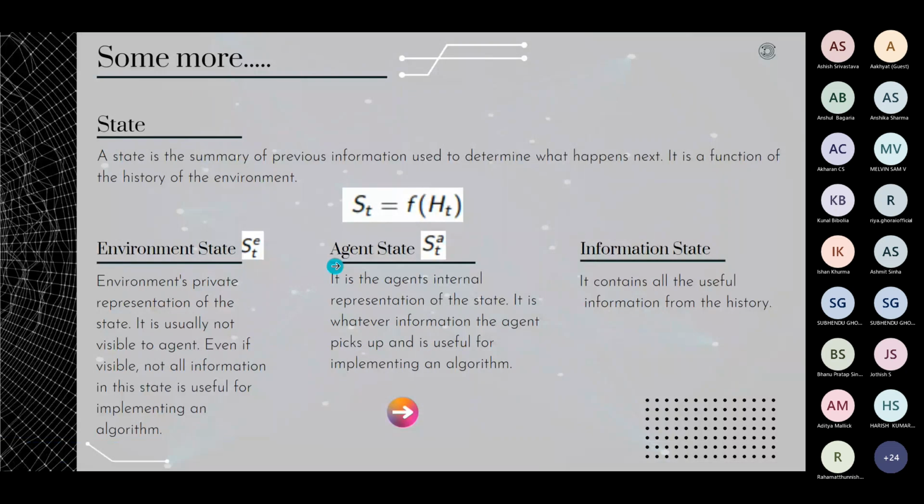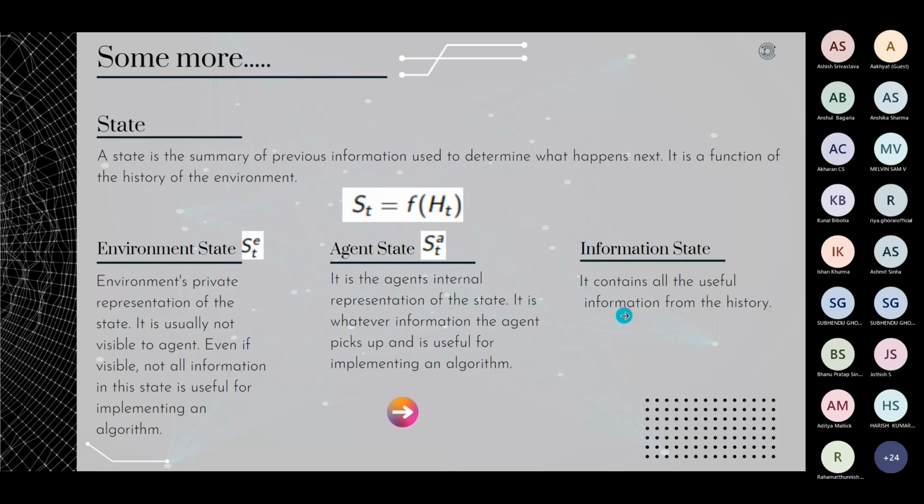Now next up is the agent state. It is the agent's internal representation of the state. So it is something that the agent sees, and this is very useful in implementing an algorithm, because at the end of the day, you want to train your agent, so it is very important to know what your agent is seeing. And information state is basically a combination of the useful parts of the environment state and the agent state. So it has all the useful information from the history.